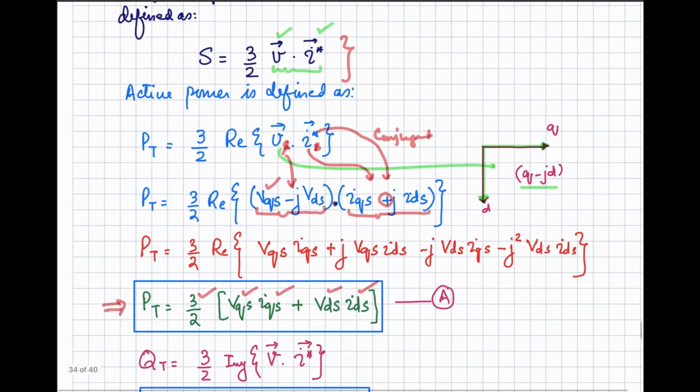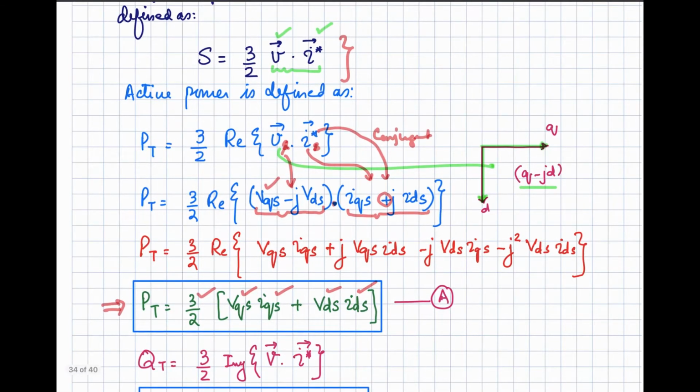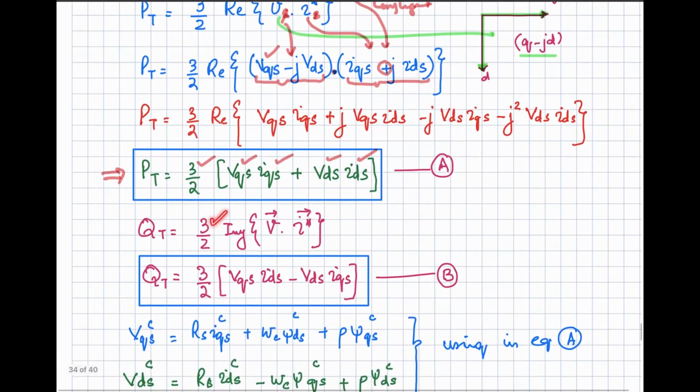The imaginary part of this one, here we have taken the real part. If you take the imaginary part, that will be the reactive power. So reactive power will be 3 by 2 into the imaginary part of the v i conjugate, and this is the dot product. If you solve that, you will get this expression. This is the expression for the reactive power. But at the moment we will be discussing this P. This is important for us.